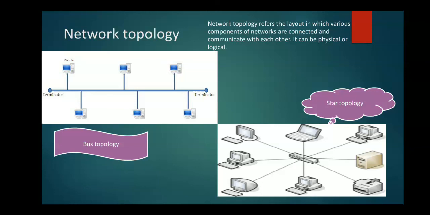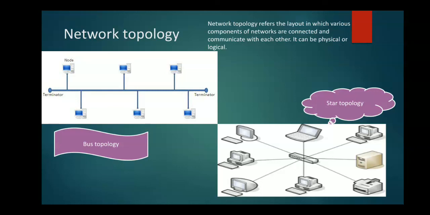Now we will see network topology. Network topology means the layout in which various components of a network are connected and communicate with each other. It can be connected physically or logically. Physical topology means the physical layout of the nodes and the cables within a network, and logical topology means how the information flows between the different components. That is called network topology.